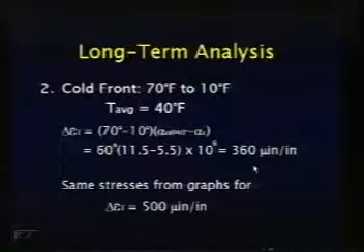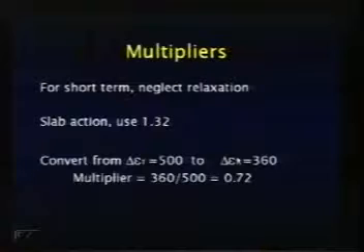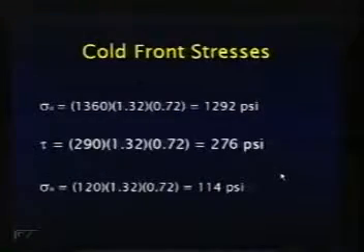We go back and do the same thing then when that cold front moves through. This is a short-term condition. It's not a condition where we'd have to consider relaxation. We drop from 70 degrees to 10 degrees, and we have an average temperature of 40 degrees over that change. So again, we go back and find what our strain is, go to our curves, and we come up then with our final stresses. So in effect, what we want to do is to superimpose the cold front stresses on this seasonal change. And let's go to the long-term stresses.